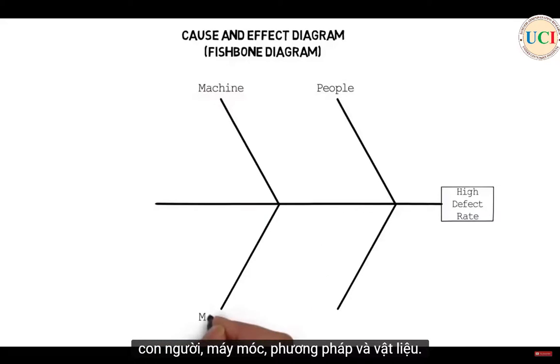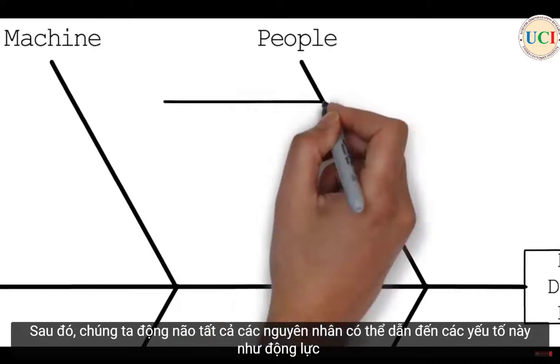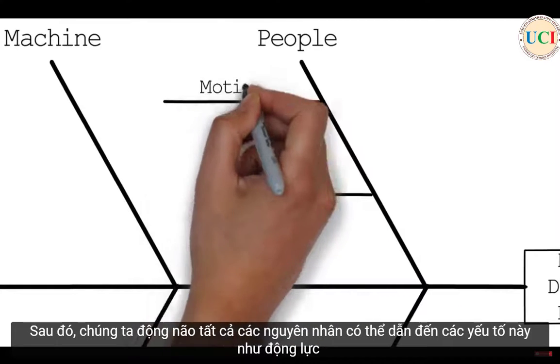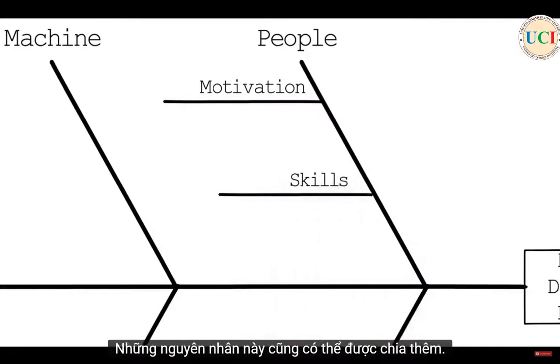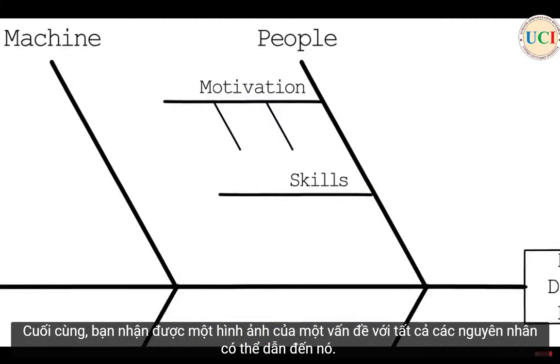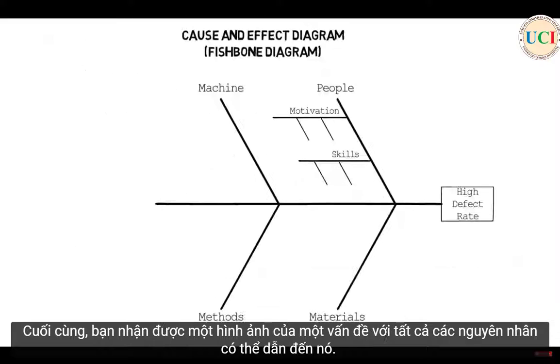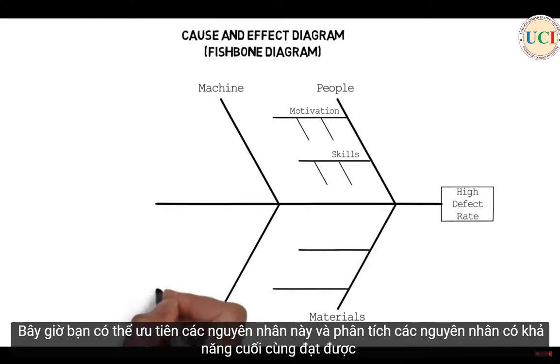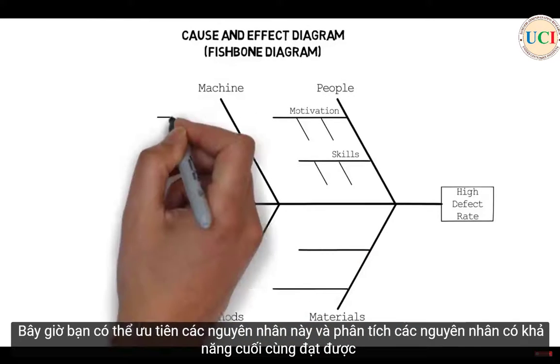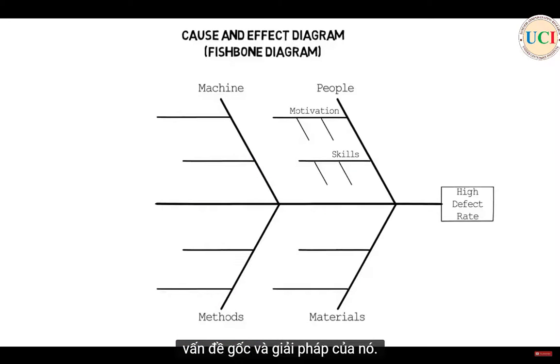machine, methods, and materials. Then we brainstorm all the possible causes which can lead to these factors, like motivation and skill set of the people. These causes can also be further divided. In the end, you get an image of a problem with all the possible causes leading to it. You can now prioritize these causes and analyze the most likely causes to ultimately reach the root problem and its solution.